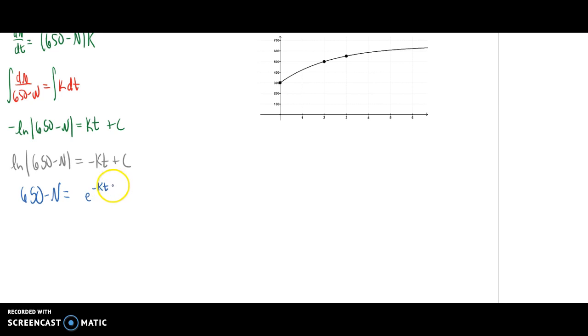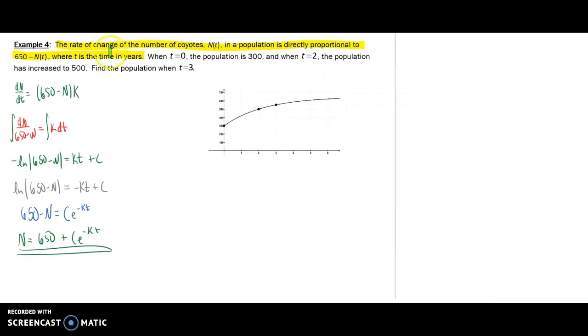This plus c in the exponent, we've seen enough of these problems. We know that we can just kick that out front. And then cleaning it up a little bit to solve it for n, we would get n equals 650 plus ce to the negative kt. That would be subtracting 650 from both sides, dividing by a negative, and now we have this equation. With this yellow highlighted area, we're able to get the standard equation.